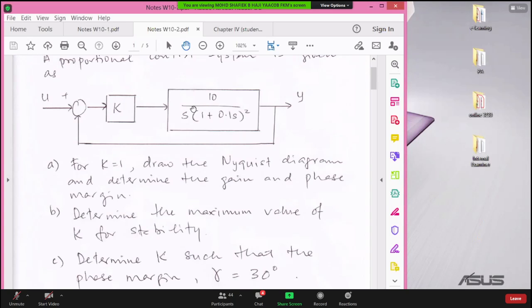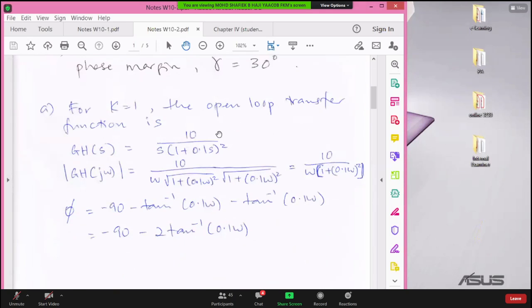So there's two terms there. Okay, so get the open loop transfer function, and then replace s with jω, and then you're going to have an expression for the magnitude and the phase angle. See, the magnitude of 10 is just 10. The magnitude of ω is just ω. You have two terms here.